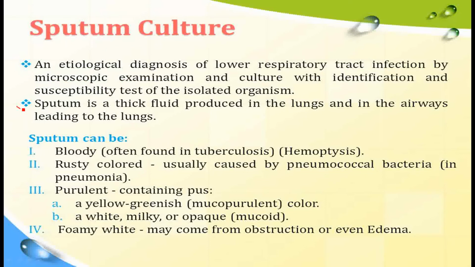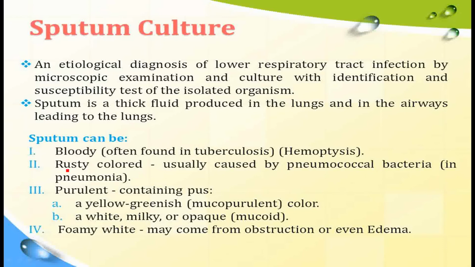Next point given over here is sputum is a thick fluid produced in the lungs and in the airways leading to the lungs. Let's see what sputum can be. So sputum can be number 1 bloody, often found in tuberculosis. Most of the times sputum of tuberculosis is bloody or hemoptysis.